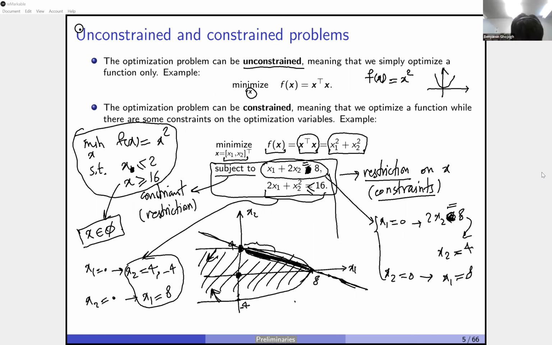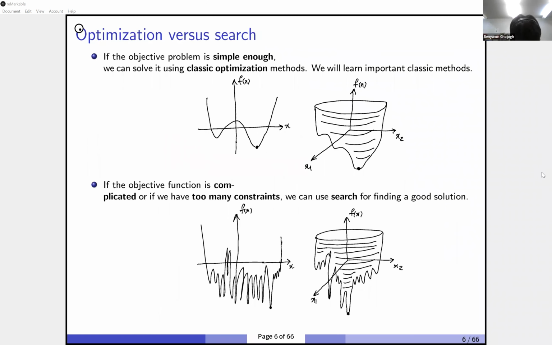Okay, now optimization versus search. Guys, please participate in the discussion. Do you have any question? Everything is clear? Can you give me any feedback? It was clear for me. Okay. The same for everyone? Yeah. Okay, great. So, someone said in the chat. Yes, okay, great.